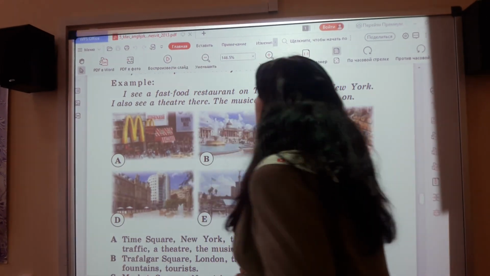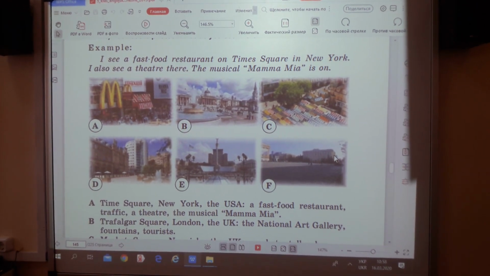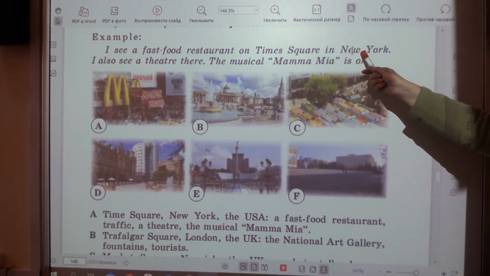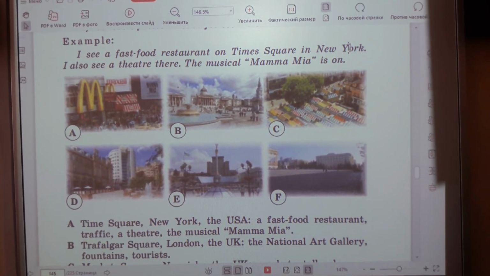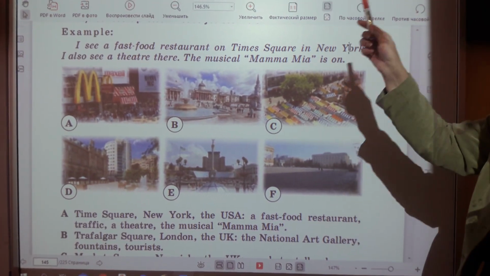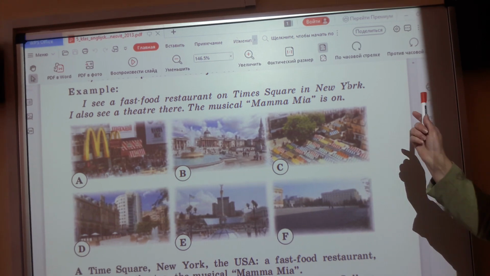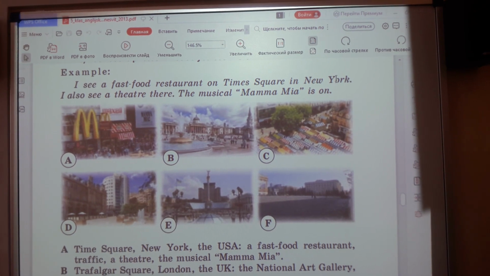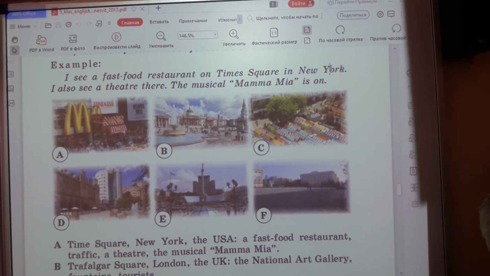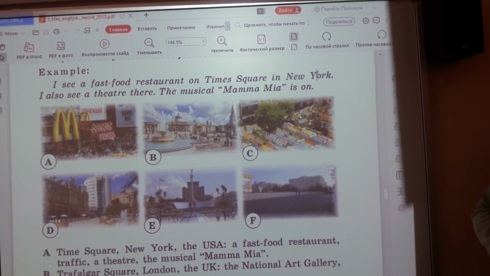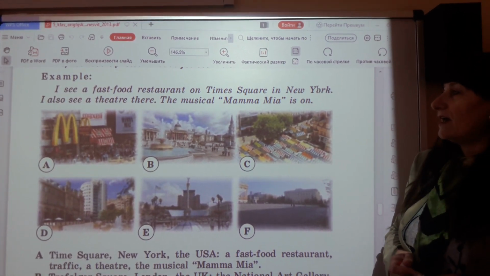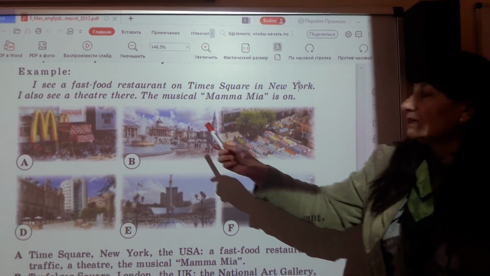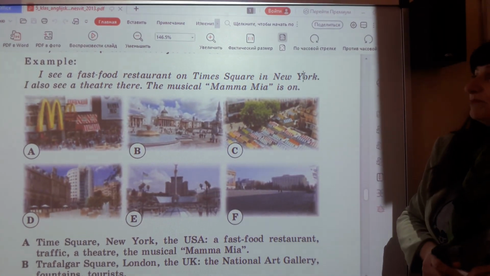The first task we are going to do on the text is to describe some squares. And these squares are in New York, and in London, and in Kyiv. And we are going to read the example to the first picture. So, I see a fast food restaurant on Times Square in New York. I also see a theater there. The musical Mamma Mia is on. So it was the example to the first picture.